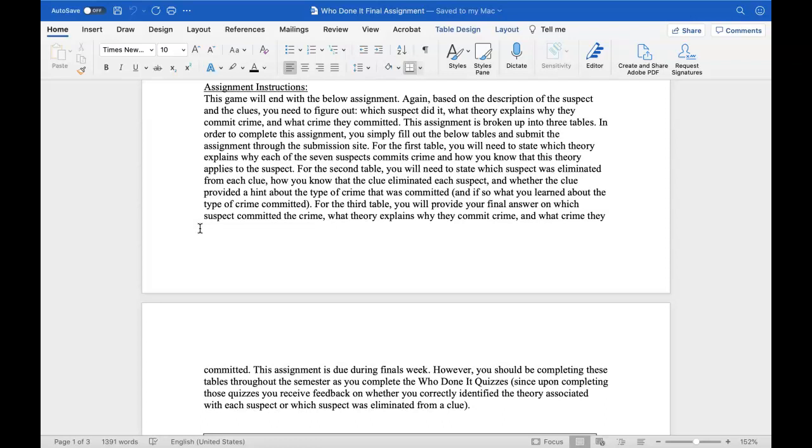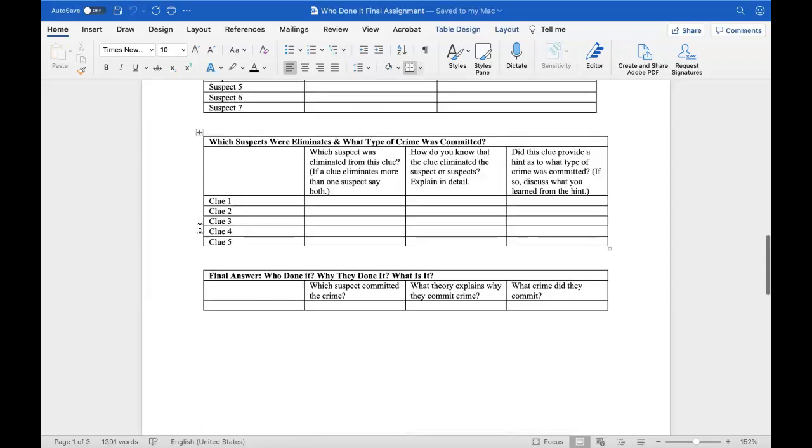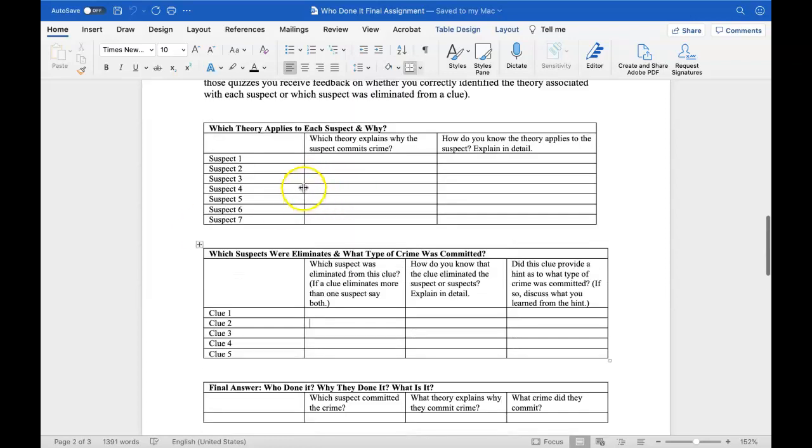So you might get something that says, and I'm just making this up, so don't take this for the answers, but let's say that clue number 2 eliminated suspect number 4. So that means that I'm crossing suspect number 4 off my list. I already have up here what theory they were associated with, and now clue number 2 is eliminating suspect number 4. So therefore, suspect number 4 did not commit the crime.